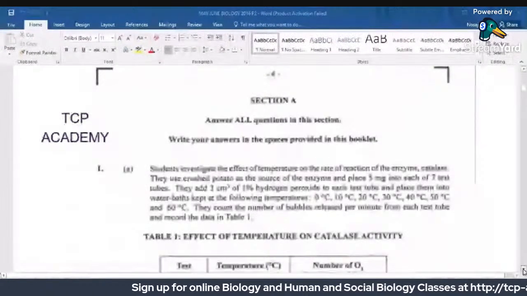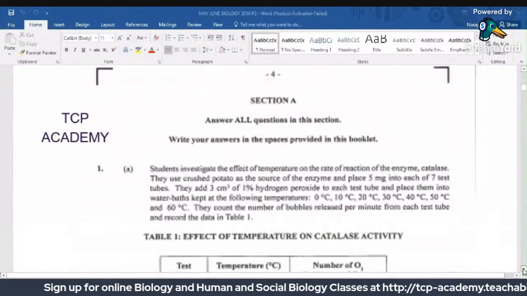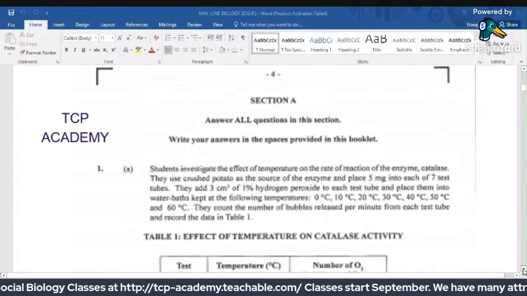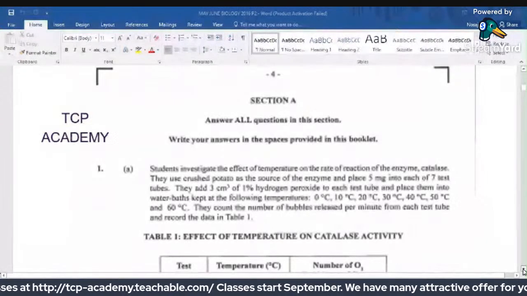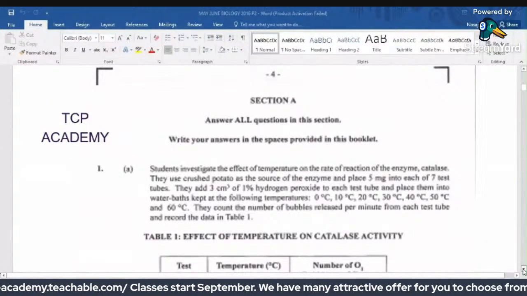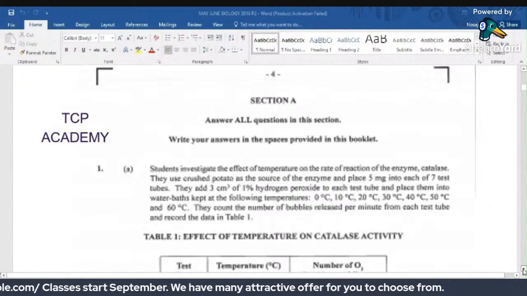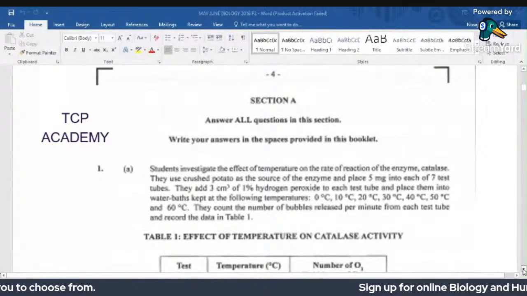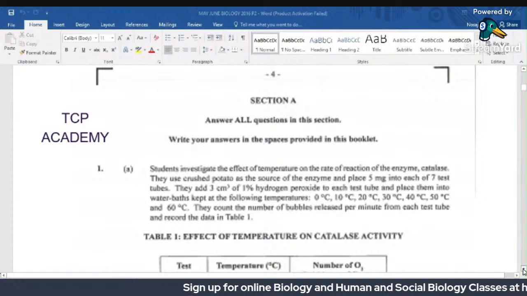It comes from Section A of your paper. It says, answer all questions in this section. Write your answers in the space provided in this booklet. 1A. So this is Section A of question number 1. It says students investigate the effect of temperature on the rate of reaction of the enzyme catalase.